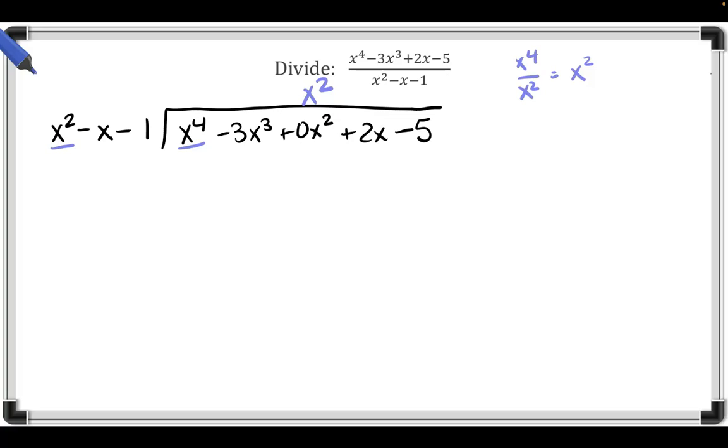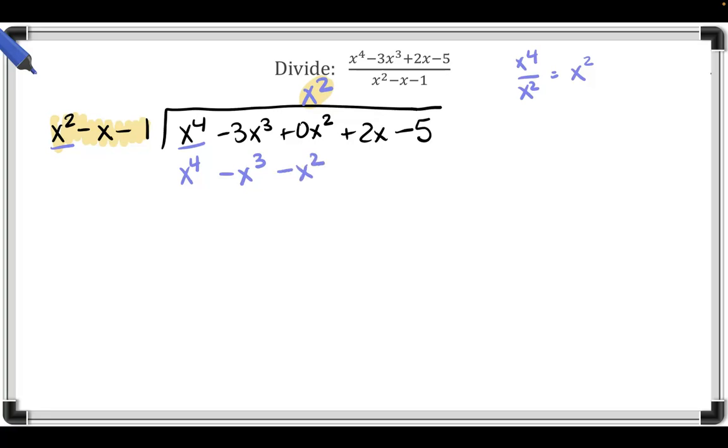Now I'm going to go ahead and multiply. I'm going to multiply this x squared that we just had by everything in our divisor. So I've got x squared times x squared, which is going to be x to the fourth. Now those should match. Then I'm going to do x squared times a negative x, that's a negative x to the third. And then x squared times negative 1, which is a negative x squared.